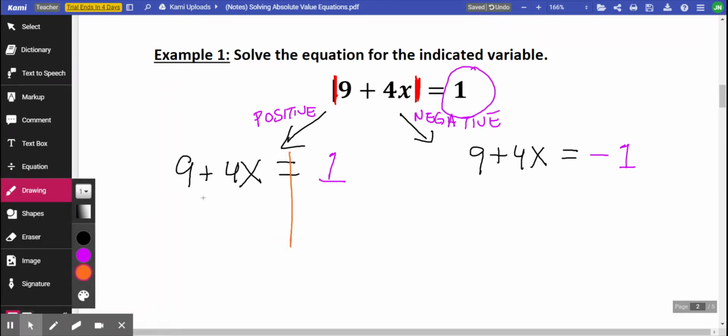So we draw the wall. We subtract 9 on both sides, subtract 9, subtract 9. You've done this a million times by now, so I'm going to go a little bit quick. 1 minus 9 will give you negative 8. Divide by 4 on both sides, divide by 4, divide by 4.